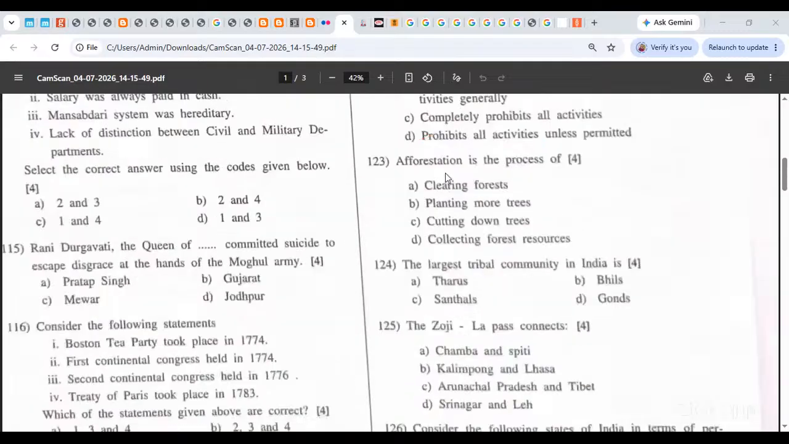Question 123, afforestation. Afforestation is a process of clearing forests, planting more trees, cutting down trees, collecting forest resources. Collecting forest resources is just gathering, the primary occupation of gathering. Cutting down trees or clearing forests is almost one and the same, that is called deforestation. Afforestation is planting more trees. The reason why we plant more trees, we've already discussed this multiple times, right?